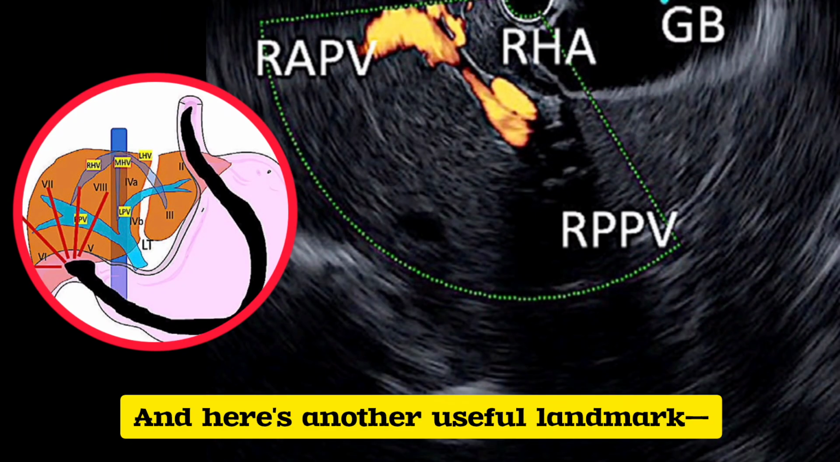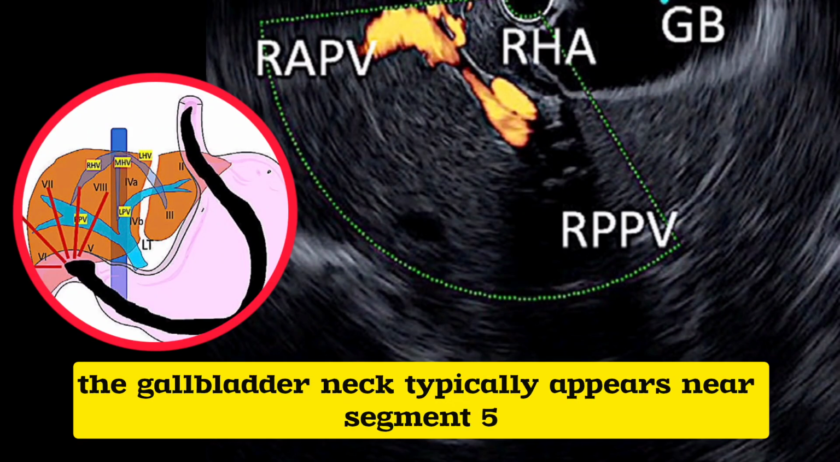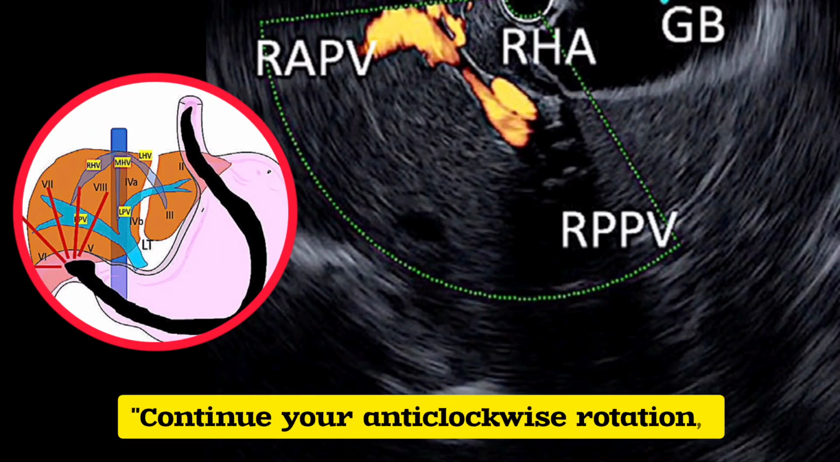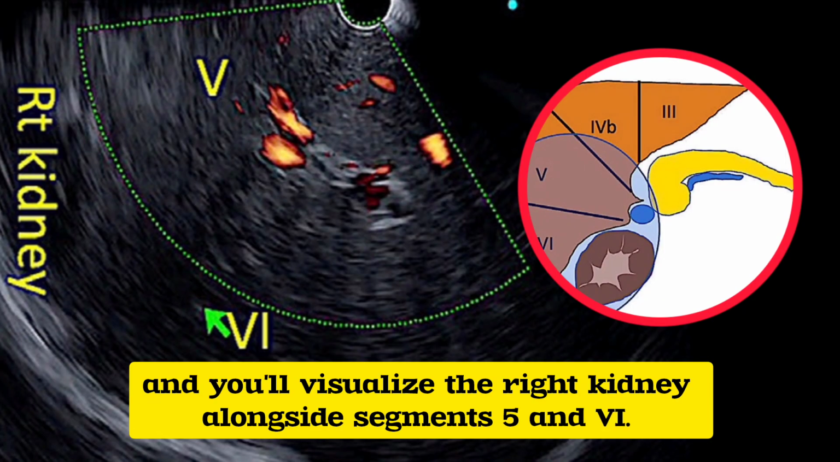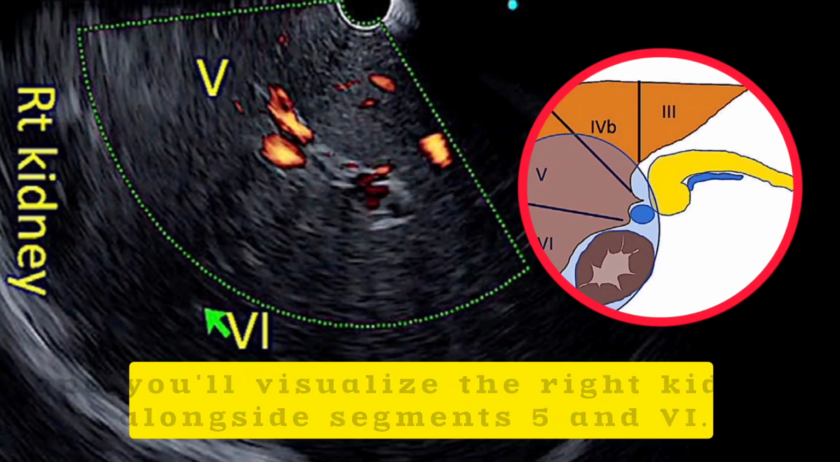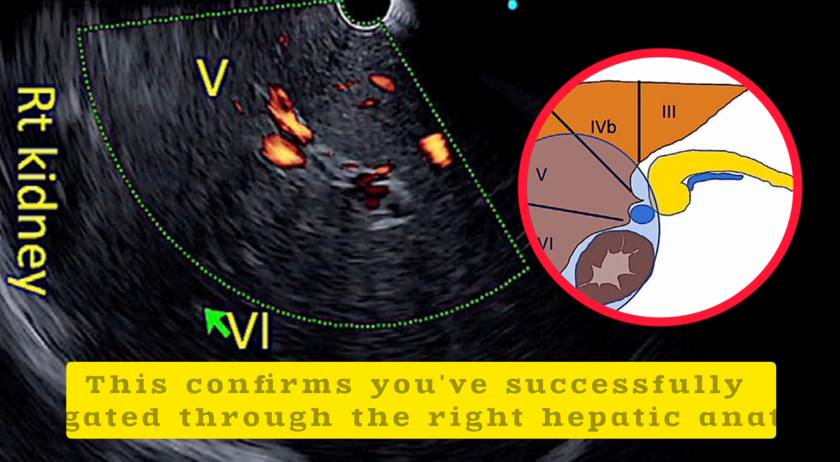And here's another useful landmark. The gallbladder neck typically appears near segment 5. Continue your anticlockwise rotation, and you'll visualize the right kidney alongside segments 5 and 6. This confirms you've successfully navigated through the right hepatic anatomy.